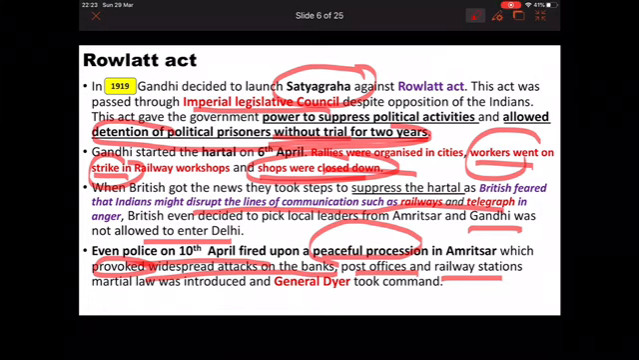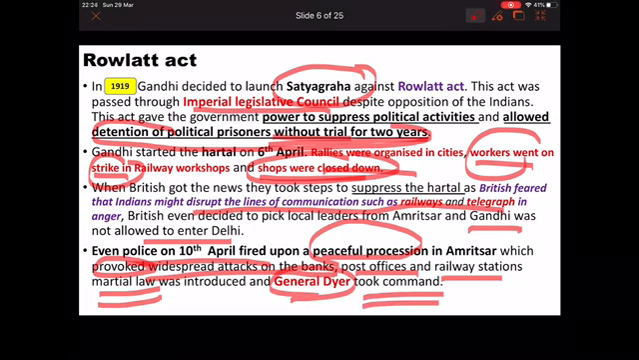The law and order goes out of your hand. Martial law got introduced. What is martial law? Martial law is a special type of law where the military takes over in times of emergency. When the normal law and order situation cannot be contained by local police authorities, the military gets involved. Martial law was introduced and General Dyer took command of the whole area.